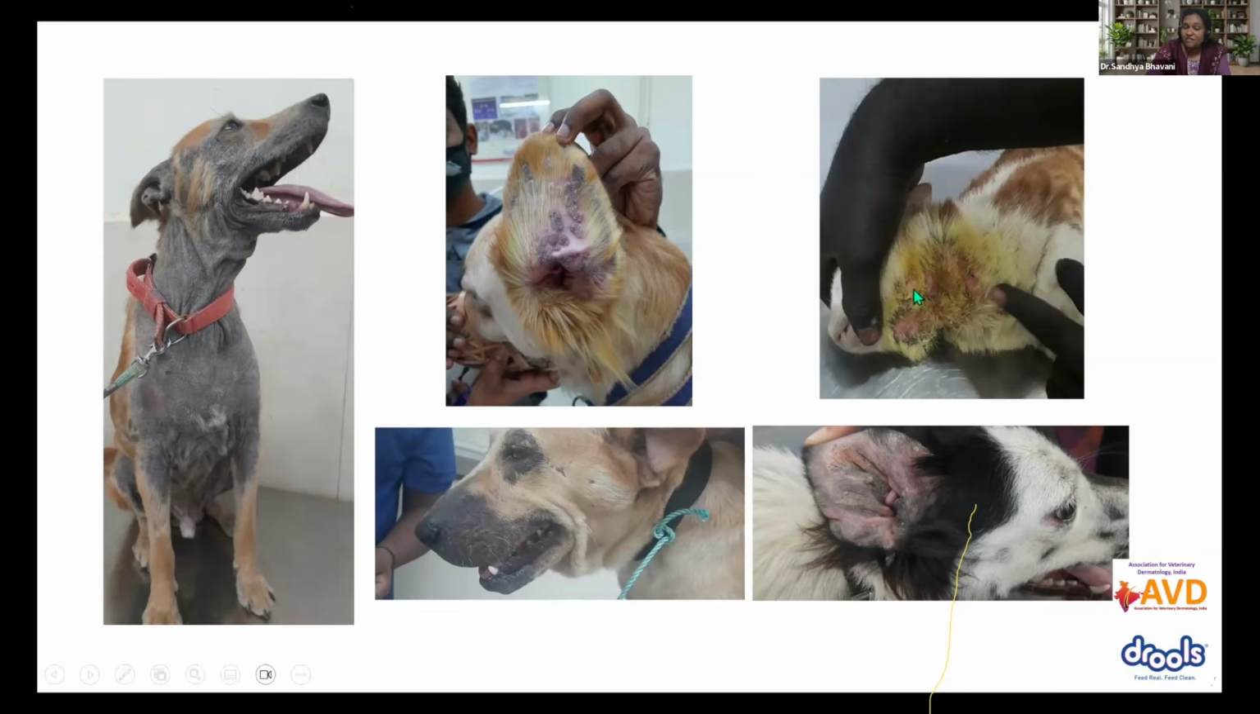So this is a Malassezia infection in a cat. Of course, even your cat can get Malassezia infection, mainly on the neck area. And this is an ear with Malassezia, where a thickened and hyperpigmented lesion can be seen.